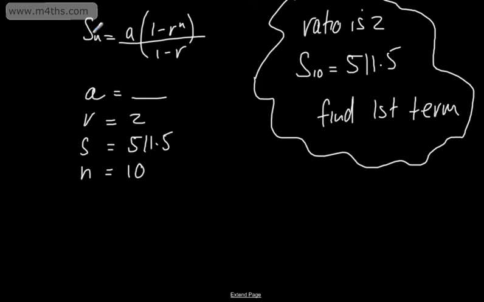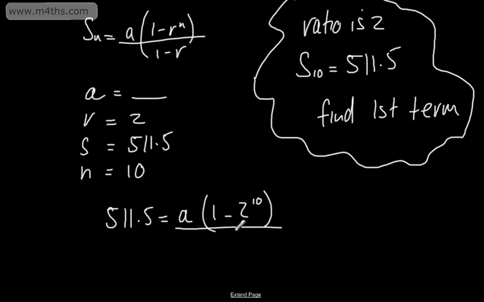So all I do is substitute in. So 511.5 is equal now to A, which we're trying to find, times 1 minus now the ratio, which is 2 to the power of 10, and that would now be over 1 minus the ratio, which is going to now be 1 minus 2.